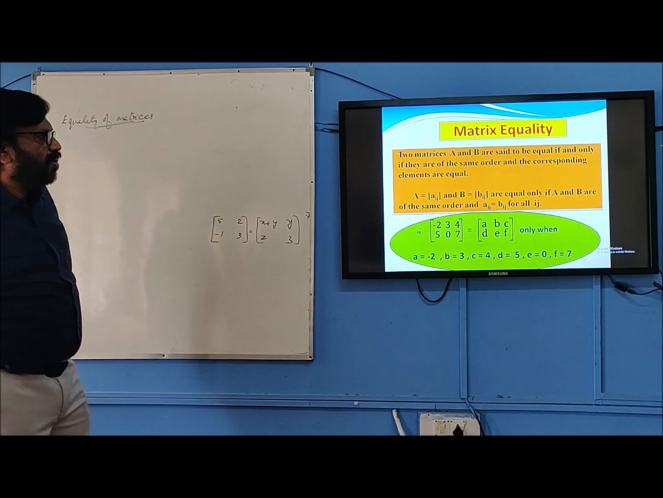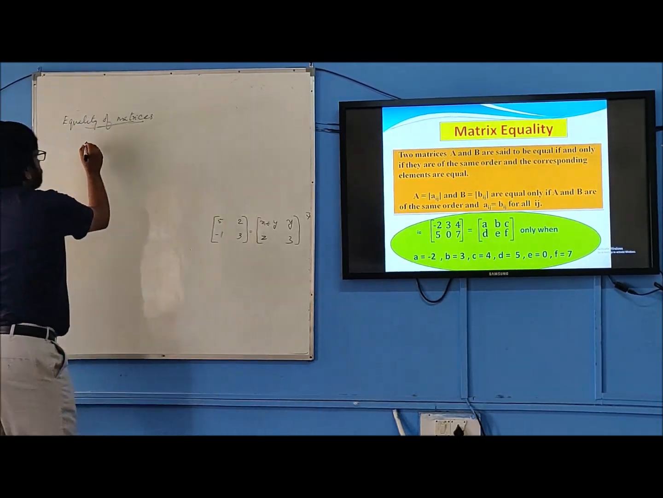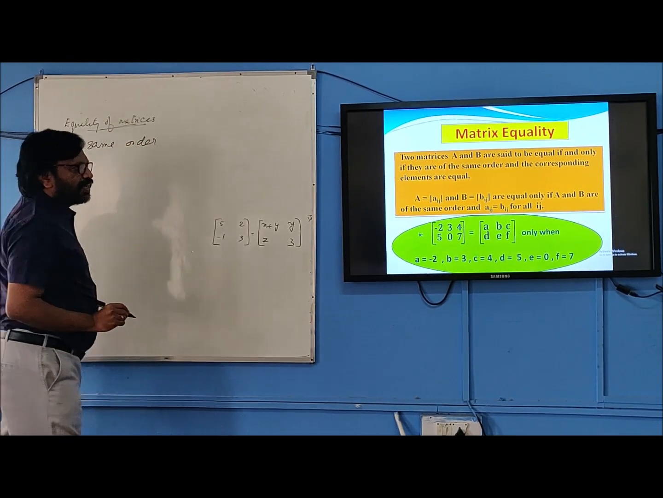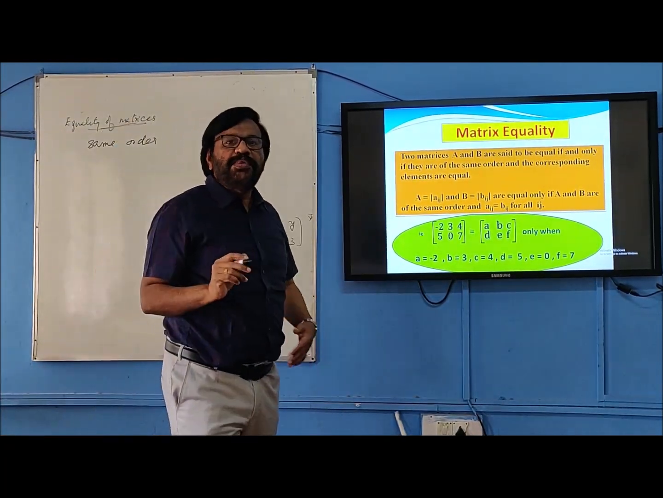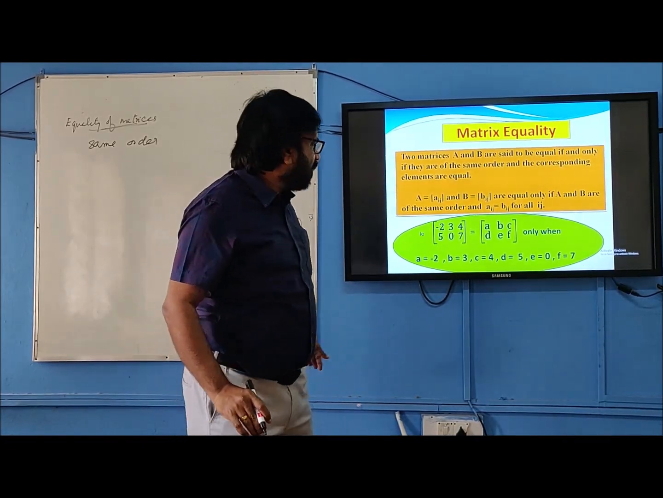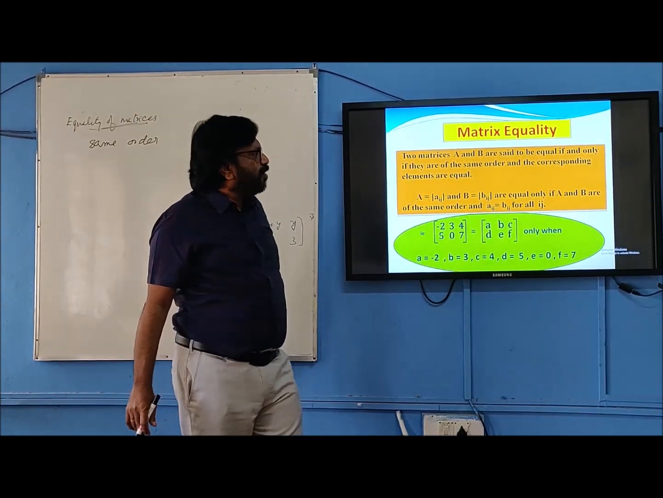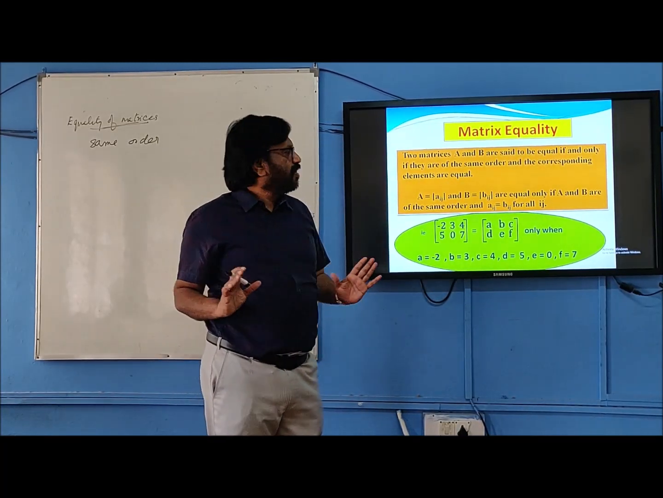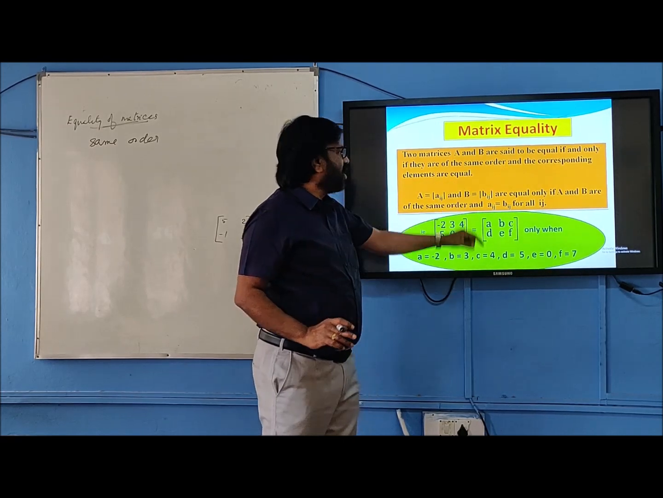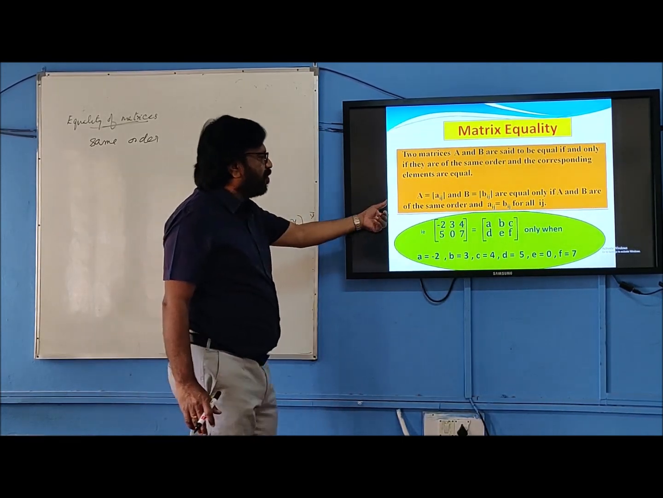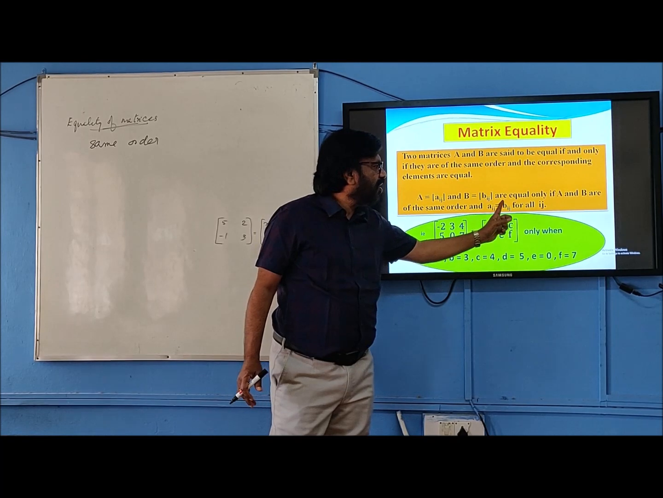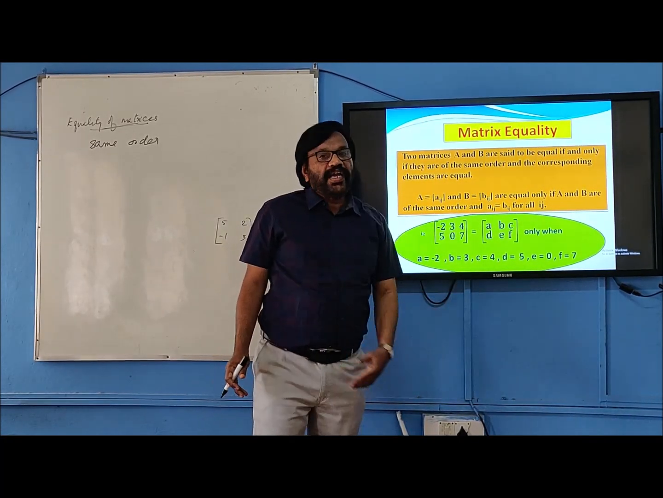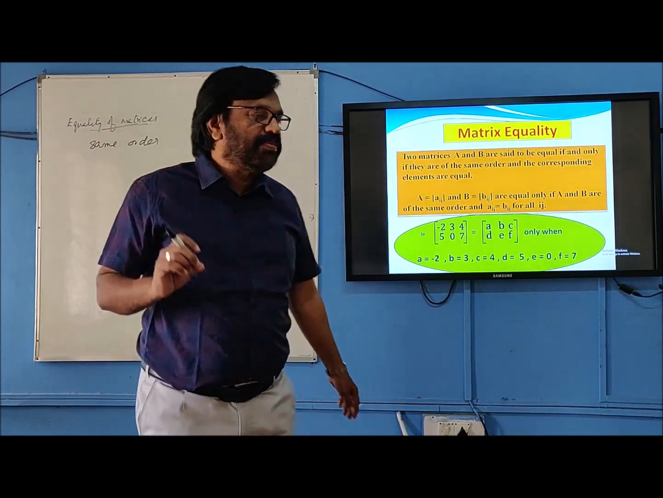Matrices can be equal only if they are of the same order. The first condition is that they are of the same order, and the second condition is that their corresponding elements are equal. Two matrices A and B are said to be equal only if they are of the same order and the corresponding elements are equal. If matrix A equals [aij] and B equals [bij], they are equal only if A and B are of the same order and aij equals bij for all i and j, meaning all the corresponding elements are equal.